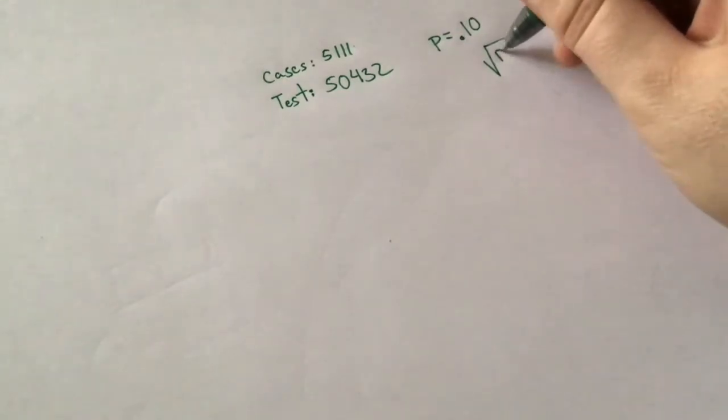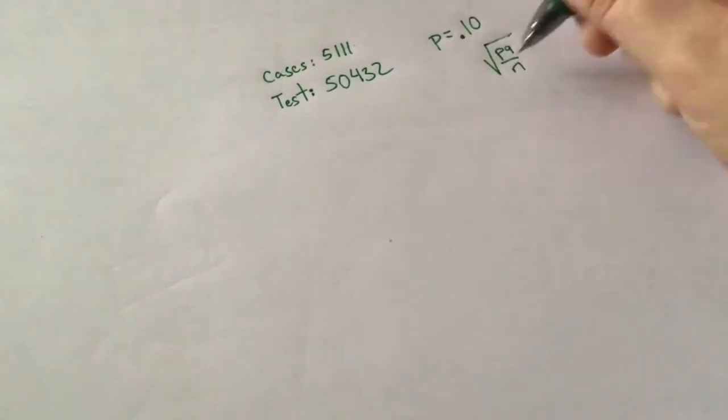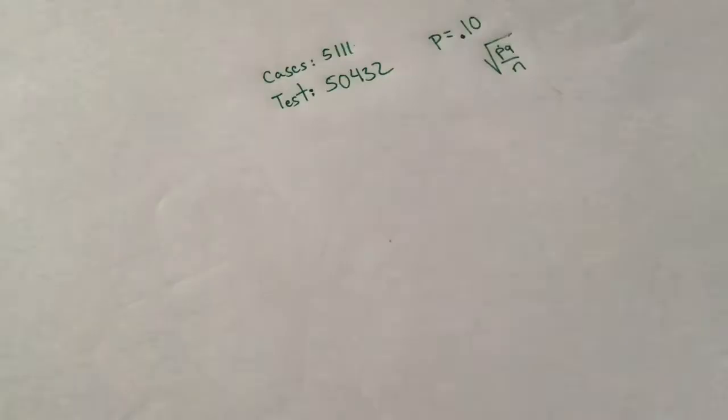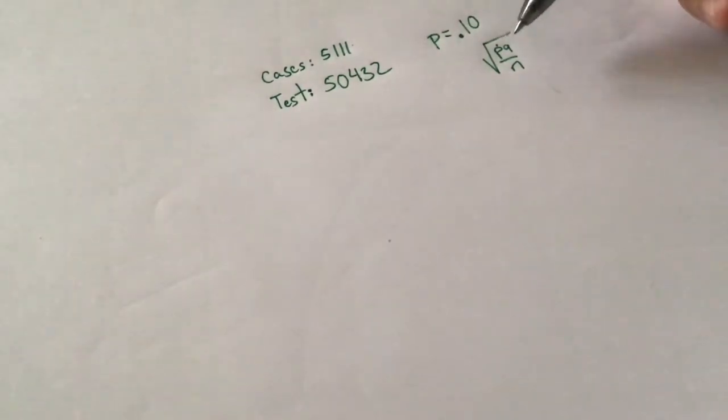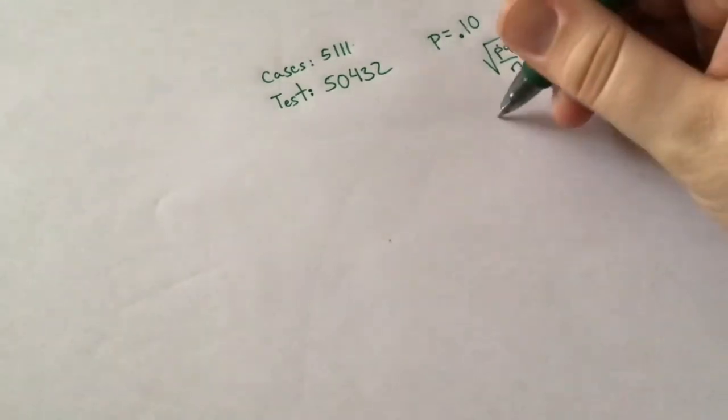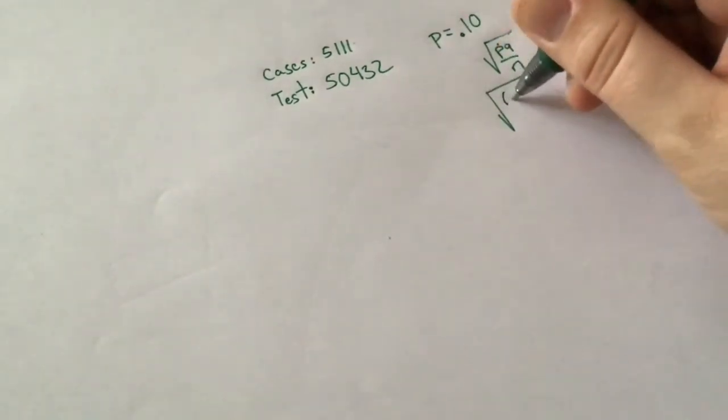The square root of PQ divided by N. P is the proportion of what we're looking for, the proportion of success. Success is a very generous word to be using in this example, but that's what we could say. And Q being 1 minus P, the antithesis of P, if you will, and N being the number of trials. So what we would plug in here is P would be 0.1.